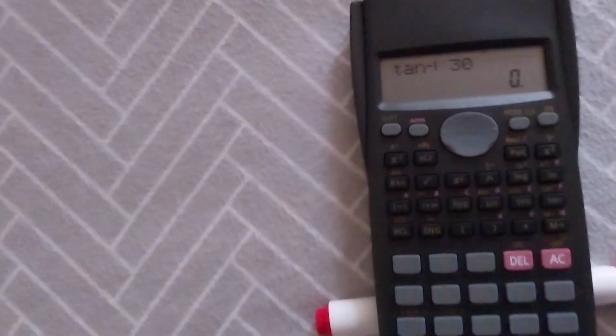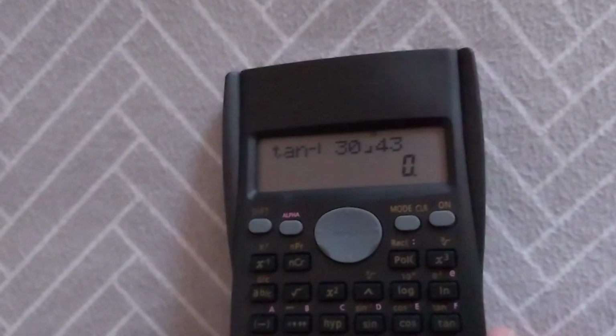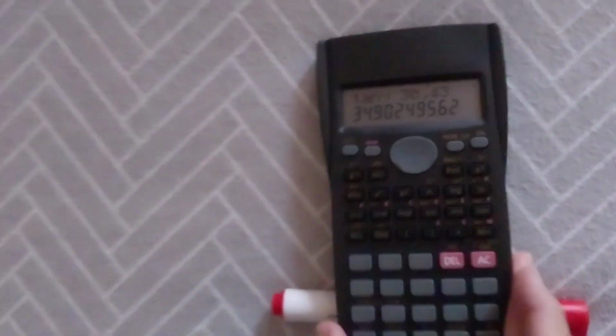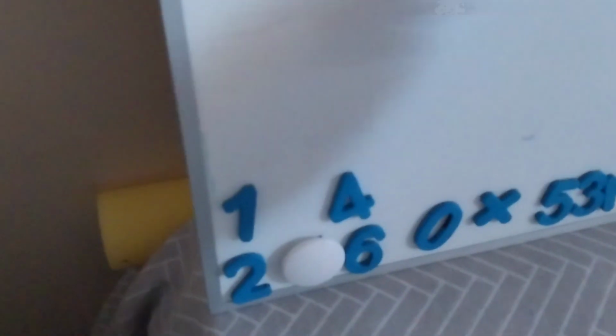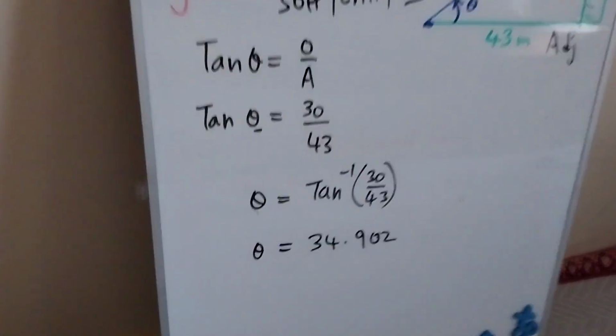30, over is the ABC key, 43. So tangent inverse of 30 over 43, and then I need to press equal. So tangent inverse of 30 over 43 is equal to 34.902. Now, if the question does not state how many decimal places to give the answer to, always round it off to 2 decimal places.